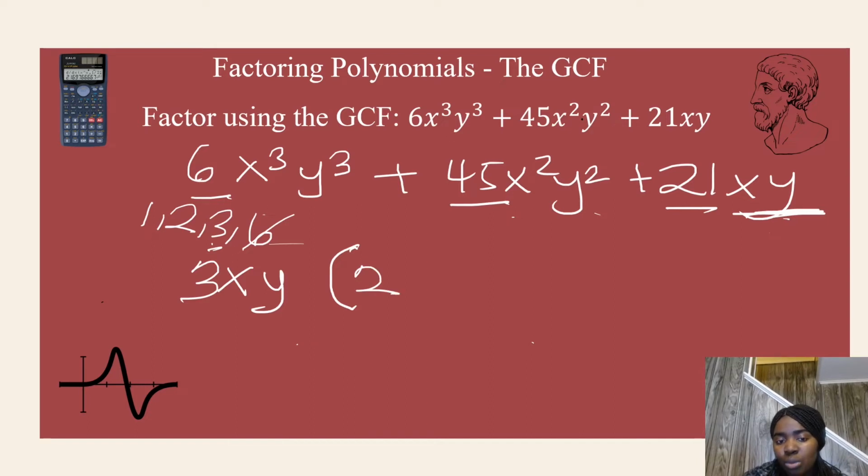Okay, to get x cubed, I have to multiply x by x squared. And then to get y cubed, I have to multiply y by y squared. So I'm done factoring the first term. Okay, I'm going to go to the second one.